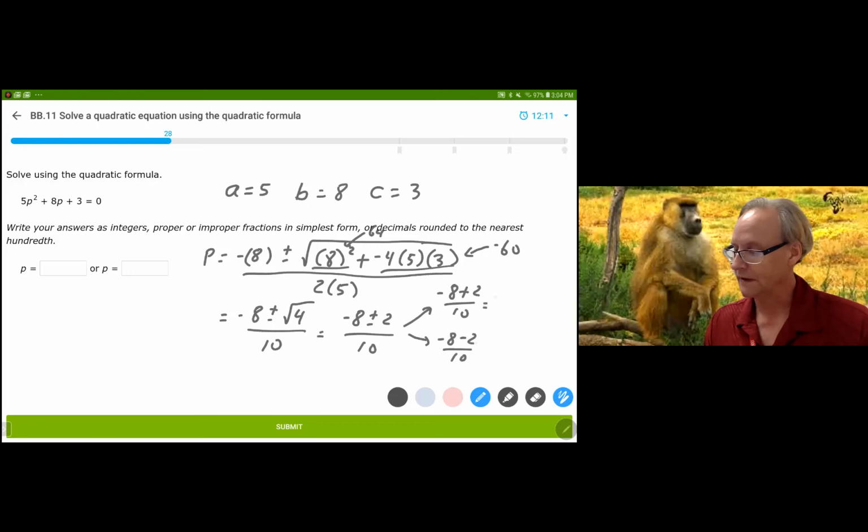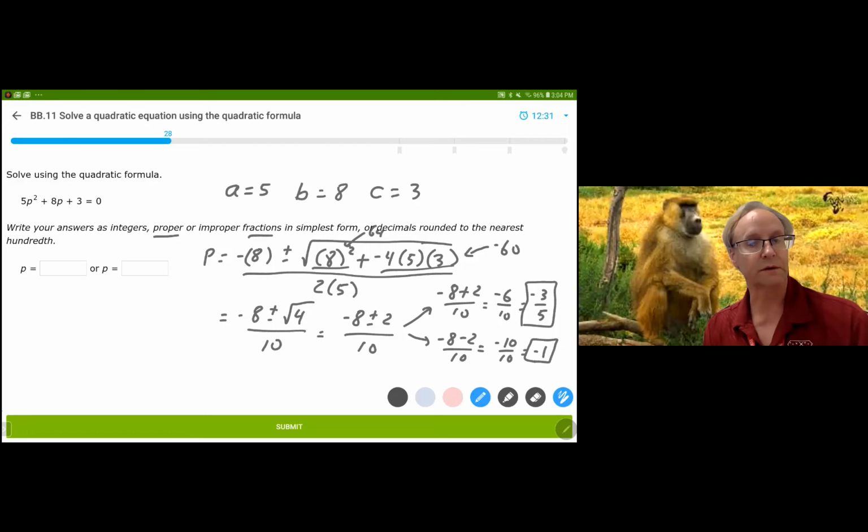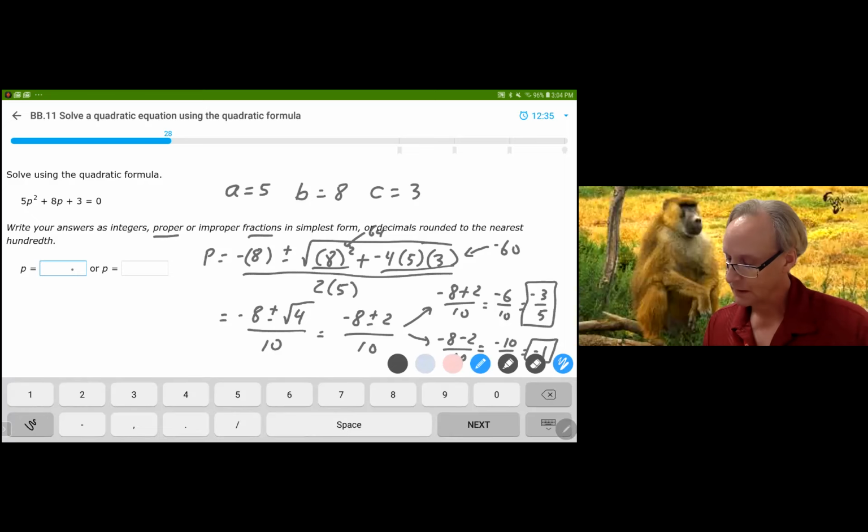And this is negative 6 over 10, which reduces to negative 3/5. There's one of your roots or one of your solutions. And this is negative 10 over 10, which is negative 1. And there's your other solution. And it says we could write them as proper fractions if we want to. So I'm going to go ahead and put them in as proper fractions.